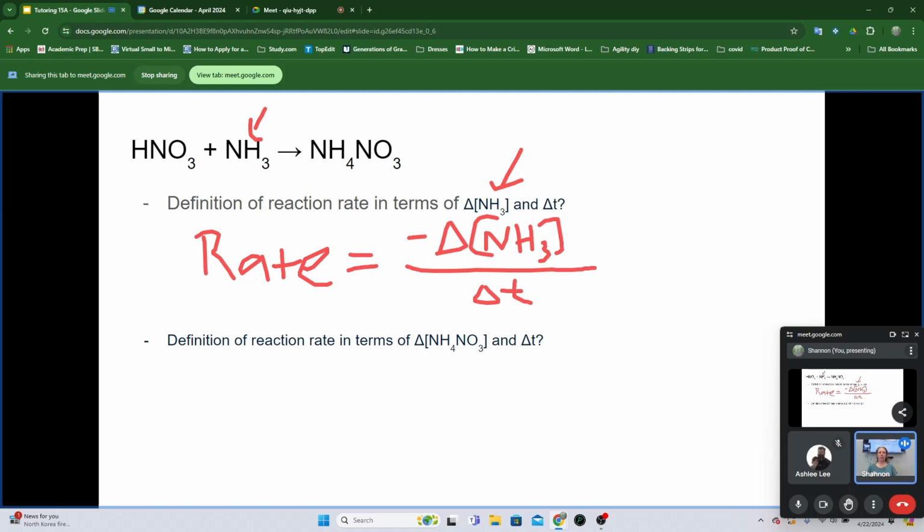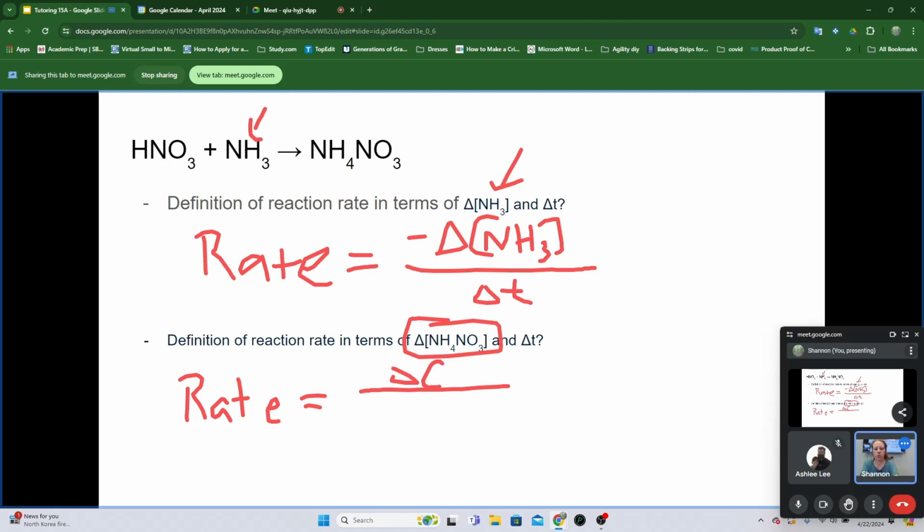Okay, so then for the second one, definition of the reaction rate in terms of another one. So we're going to write it rate equals, okay, and so I'm going to look at this, and is it a reactant or product? Product. And so I'm going to use the delta C one that has the product in the definition.